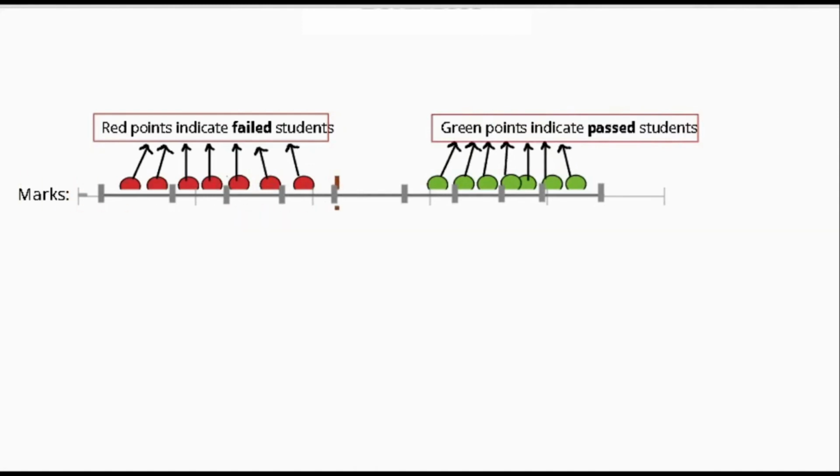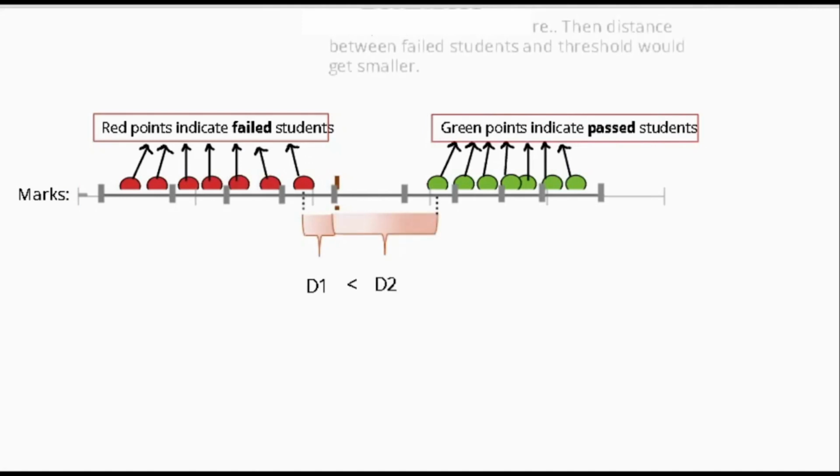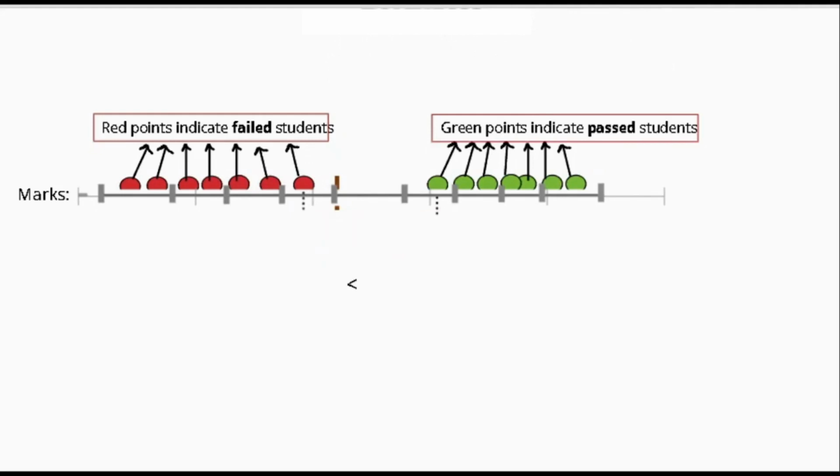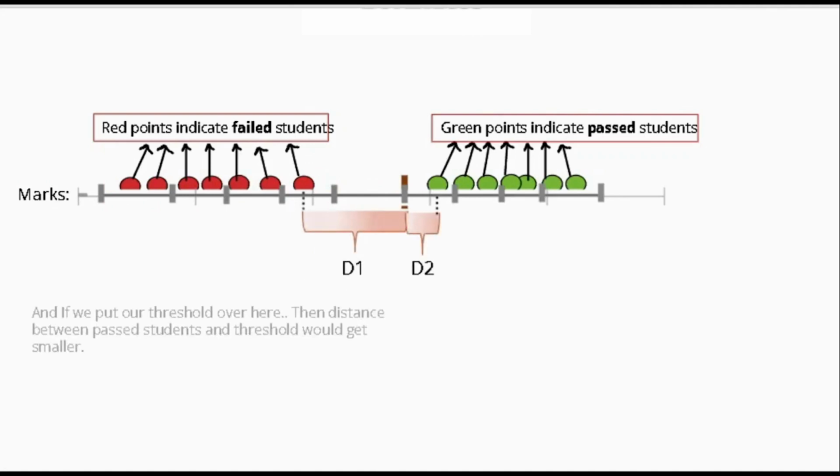If we put our threshold over here, then the distance between failed students and the threshold would get smaller. That is, the probability of getting a pass student becomes higher. On the contrary, if we shift our threshold and move it over here, then the distance between pass student and the threshold would become smaller. That is, the probability of getting failed students becomes higher.